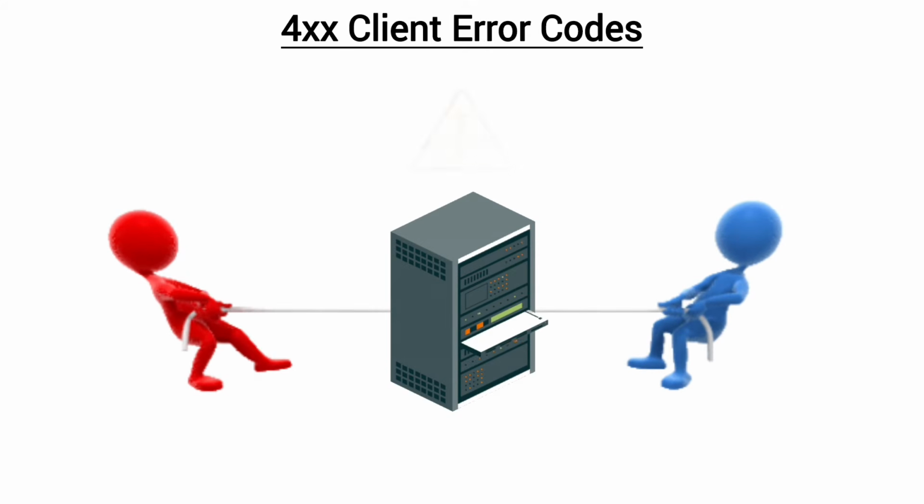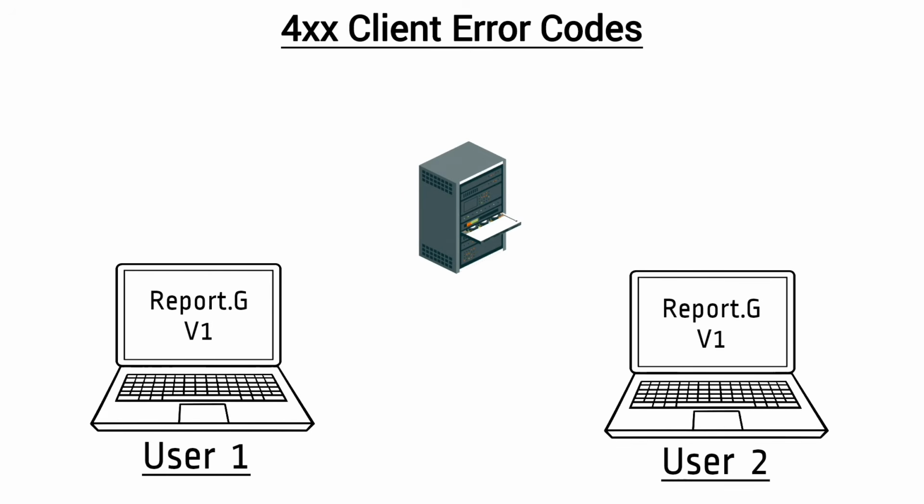409 means conflict. This code means the request could not be completed, because it conflicts with the current state of the resource on the server. For example, 2 users might try to update the same document at once, and when one saves it first, the other's update no longer matches the latest version, causing a conflict.